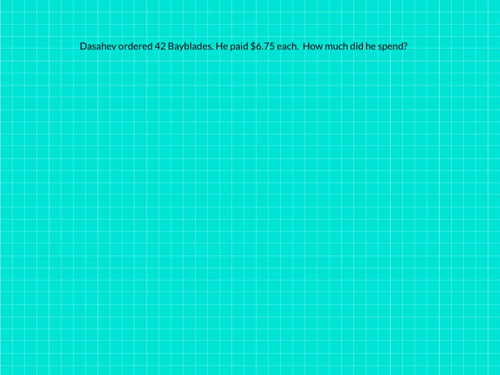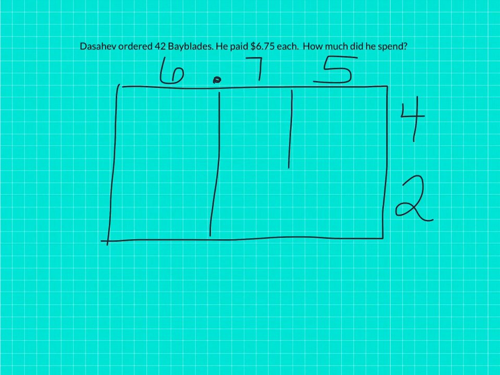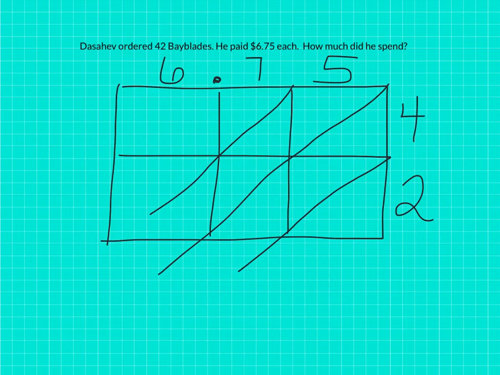Next problem says, Dasa ordered 42 Beyblades. He paid $6.75 for each. How much did he spend? So again, I'm going to set up my box. And I'm going to put 6.75 on top with my decimal there and 42. Remember, I do not need a decimal on this side. So I'm going to go ahead and draw my lines. Again, being as neat as I can, but remembering it doesn't have to be perfect.